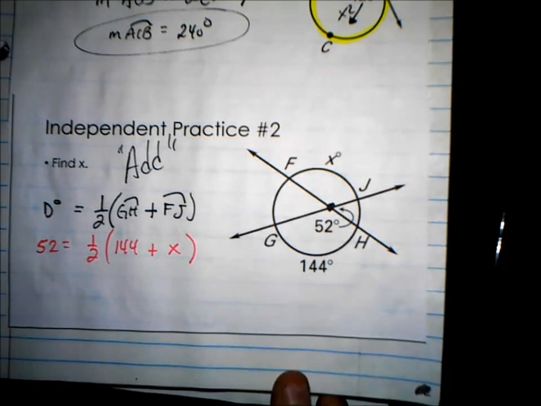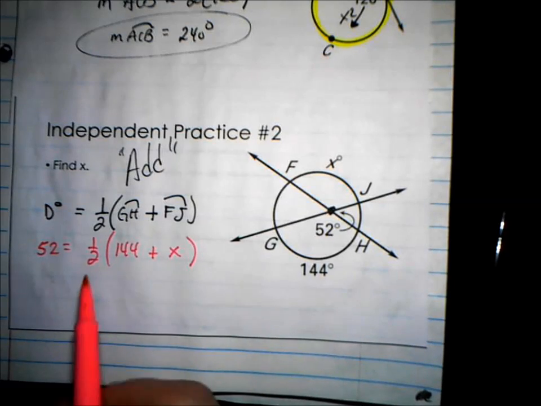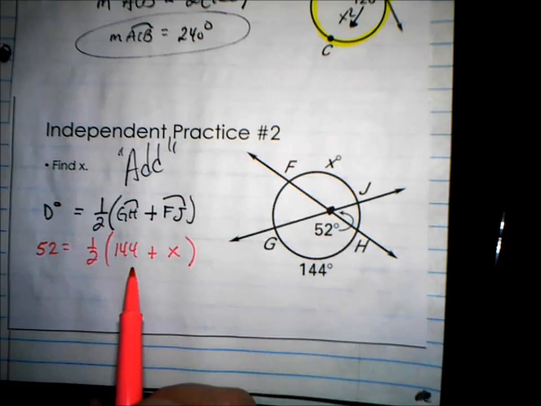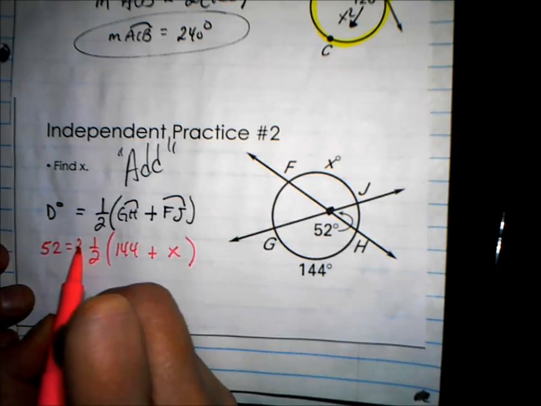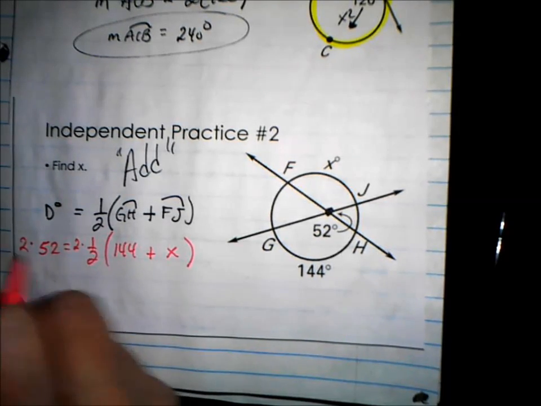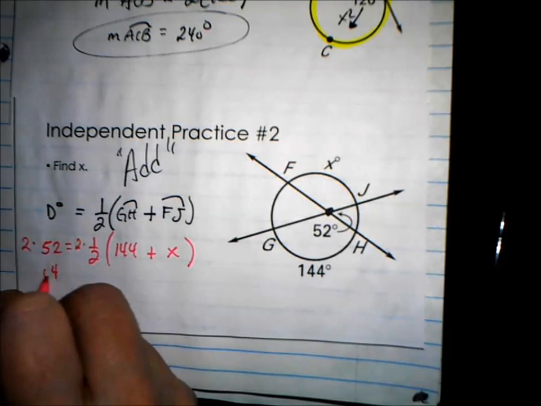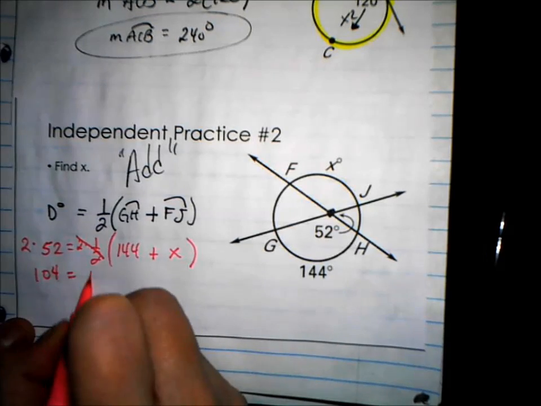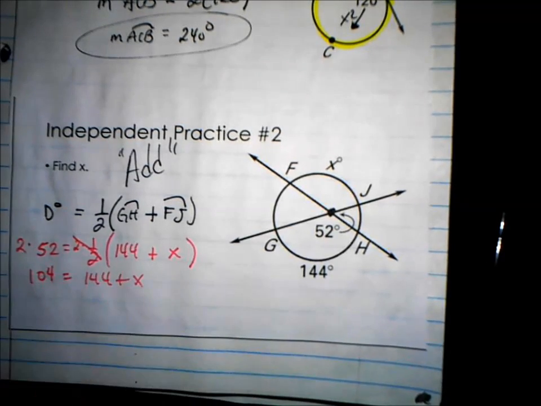So this one I have to kind of work backwards on this particular problem. I want to get rid of the 1/2 in this particular problem. So I'm going to go ahead and multiply by 2 on both sides. That means this side is doubling, which gives me 104. These cancel out and I don't have to worry about it. So I have 144 plus x.